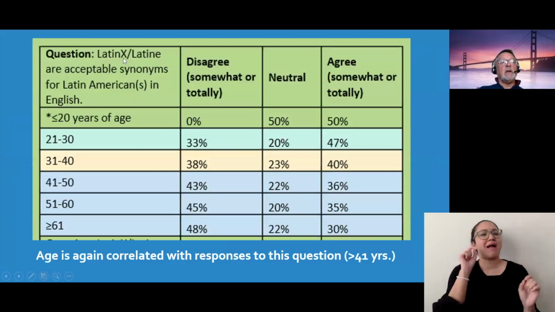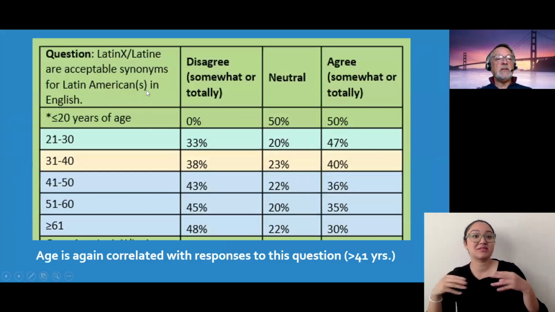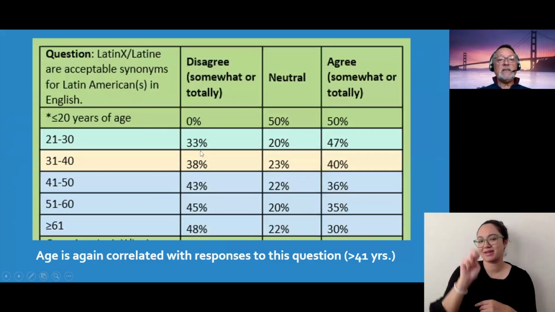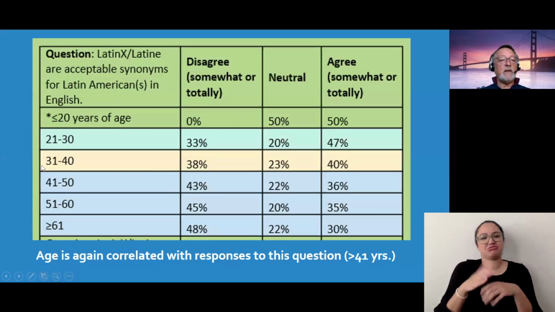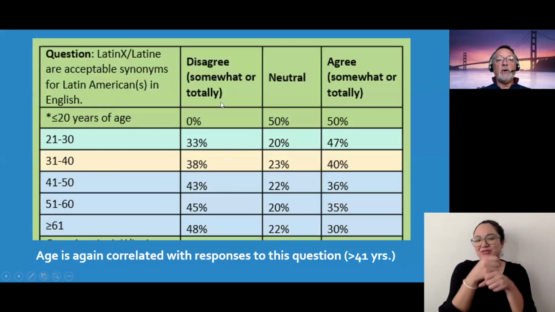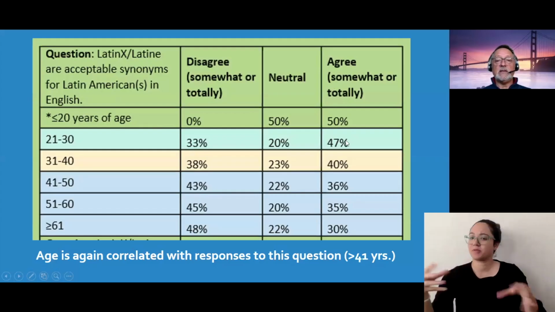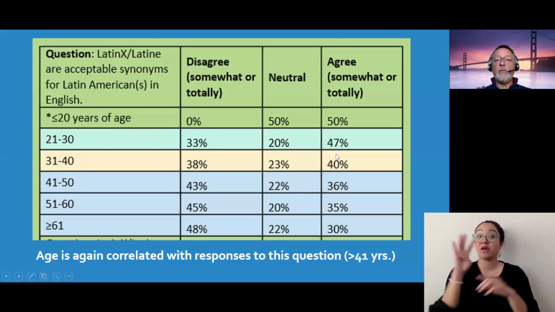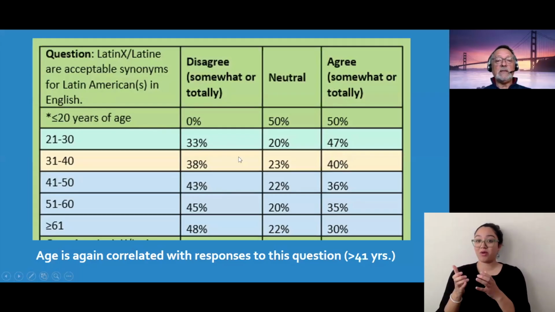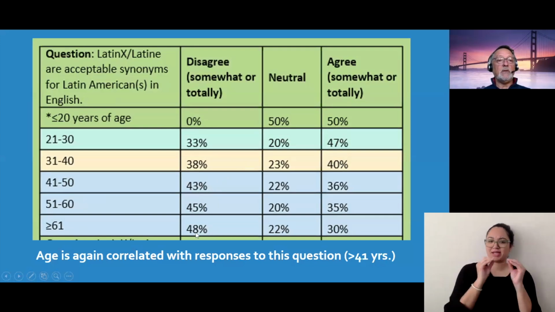So we asked the question, do you think that the term Latinx, Latine are acceptable synonyms for Latin Americans in English in general? And what we can see here is that there's a switch kind of between the 40 and 41 year brackets. Those in the younger categories, there was more agreement that yes, it is an acceptable synonym. And here at the 31 to 40 age group, it was about evenly split. When we get to the 41 age group and above, you can see it kind of flips and there's more disagreement with this statement.